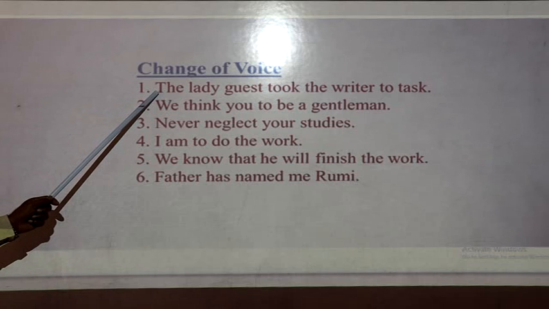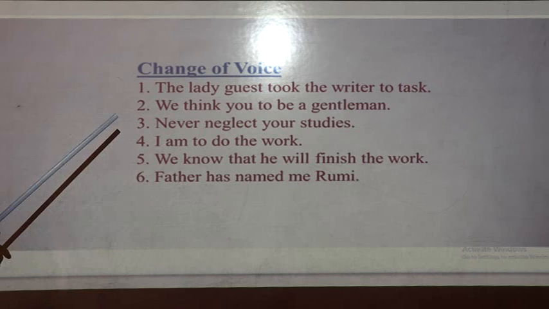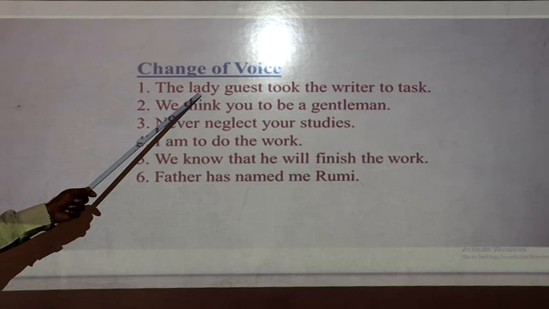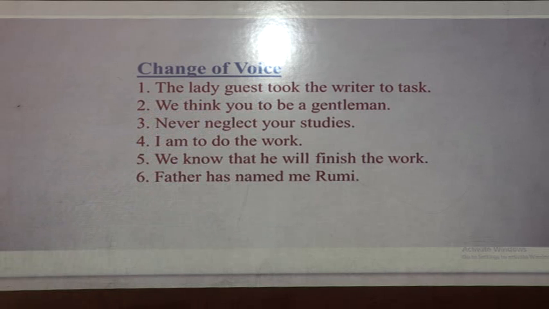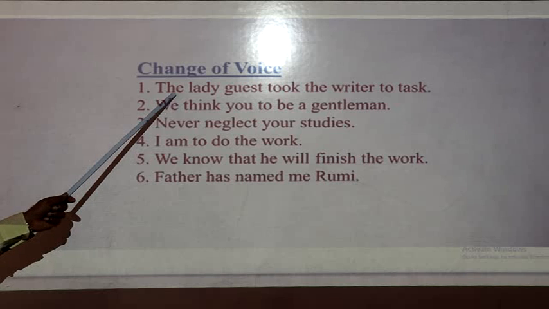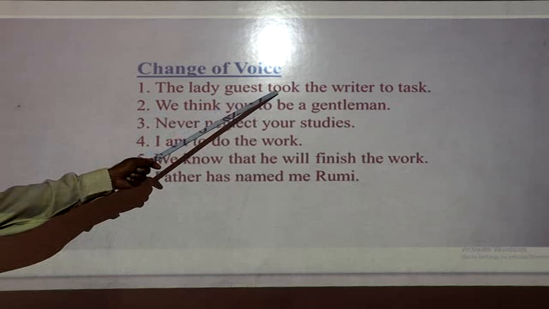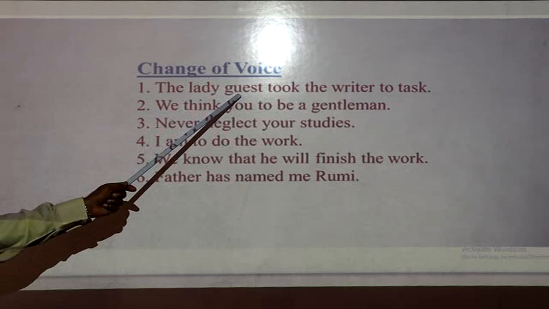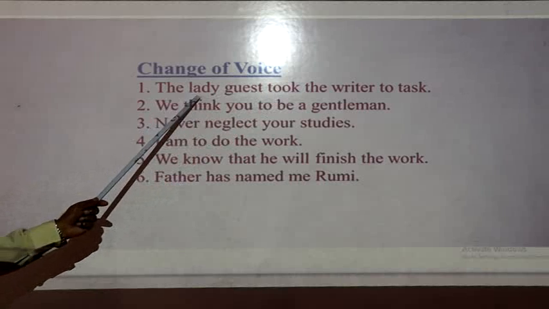Number one, the lady guest took the writer to task. We know in case of changing sentence, we have to know the parts of the sentence: subject, verb, object, extension. Likely, we will have to know these four parts of the sentence and where to change. The lady guest is subject, took is verb, the writer is object, to task is extension. This sentence is in active voice, let us make it passive. The writer was taken to task by the lady guest.